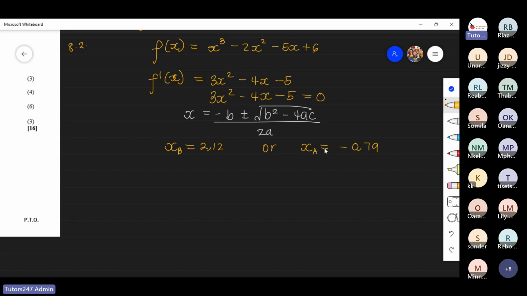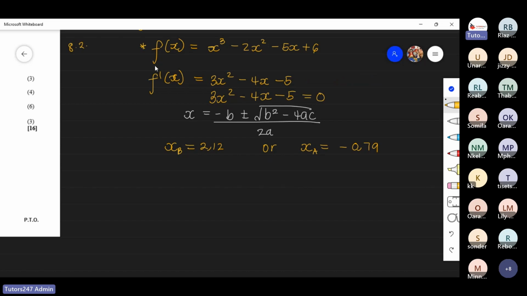From here, if you want to find the y values of your stationary points, all you need to do is substitute the value of x back into the original function. Do not substitute it into the derivative. If you substitute it into the derivative, you are going to get the gradient at those points. So you need to substitute it back into the original. So you're going to substitute it into f of x.